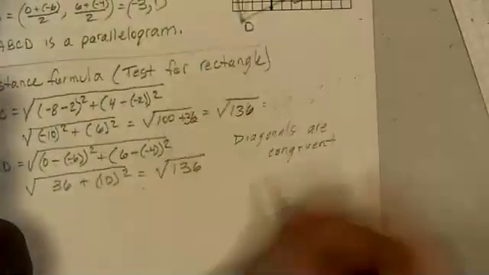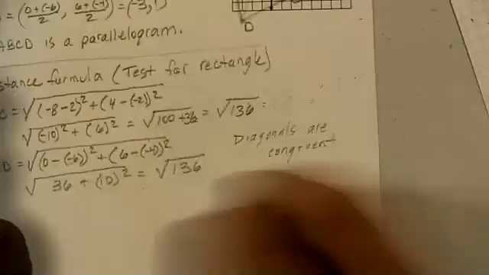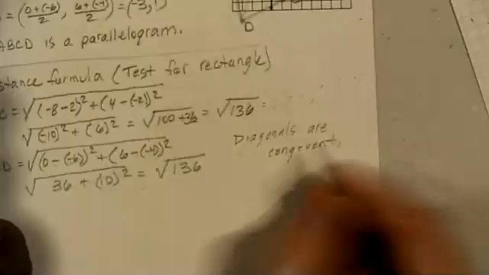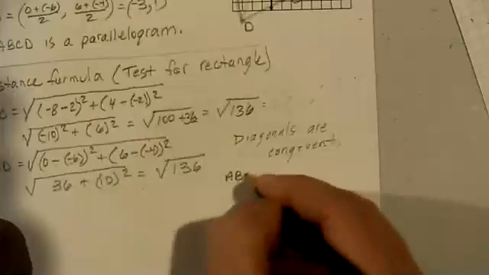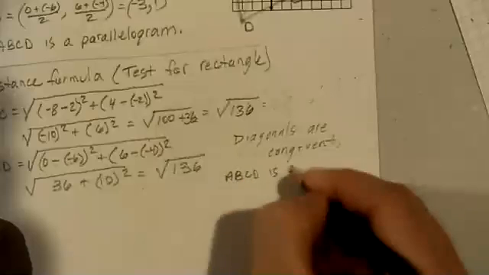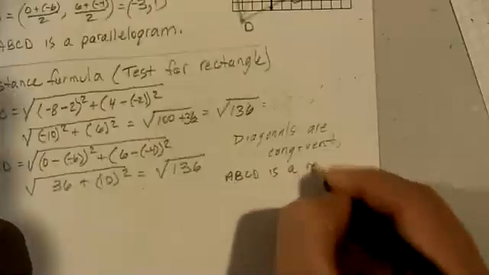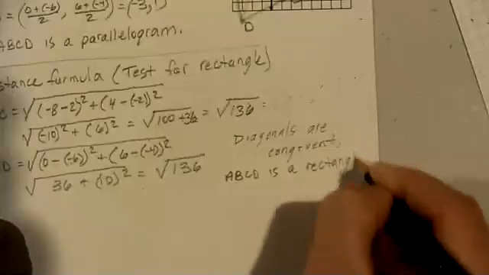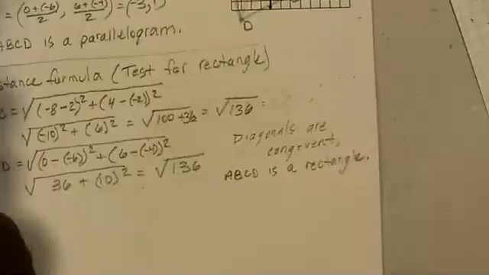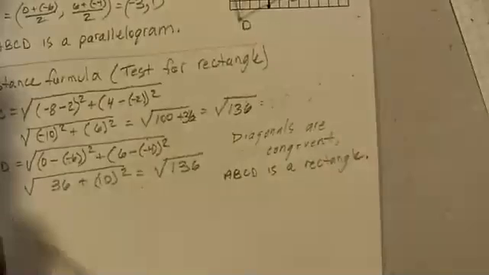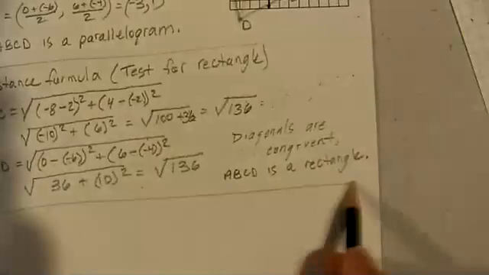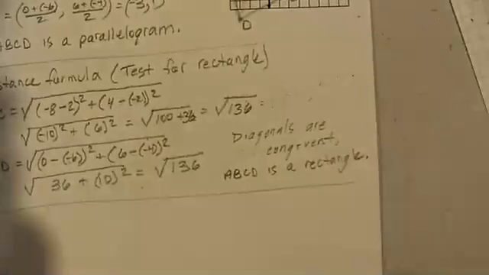So now we have ABCD is a rectangle. Okay, a rectangle is a parallelogram. So that is all being supportive all the way through.